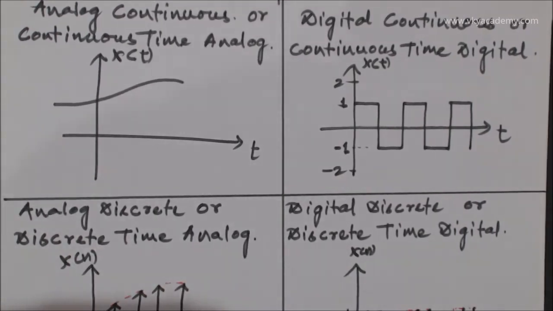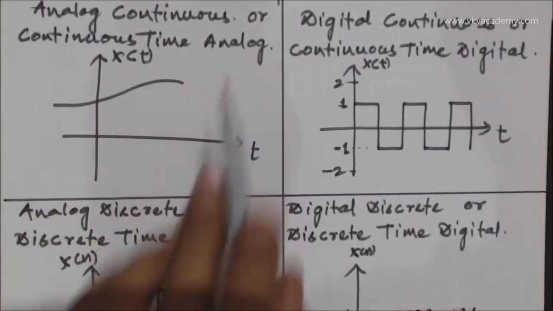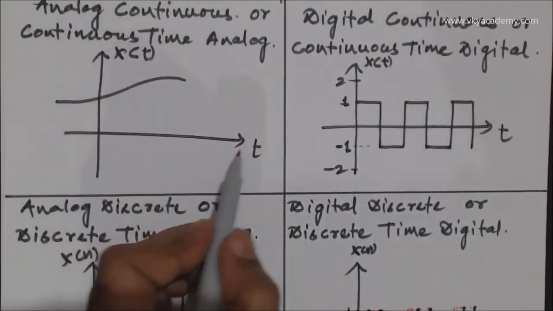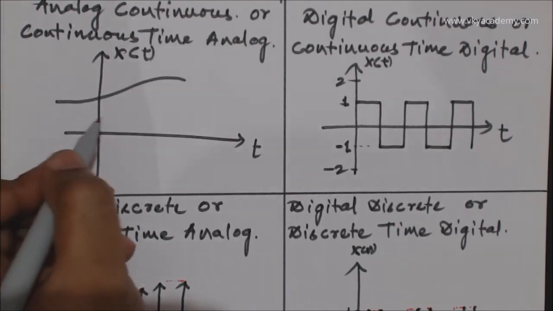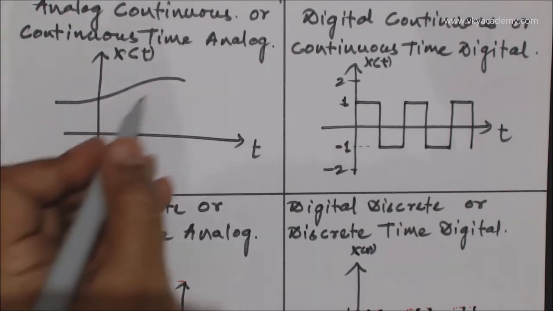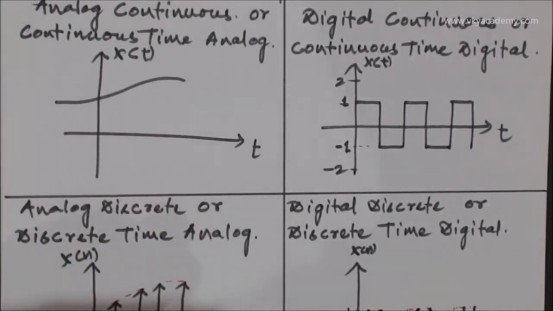So the next important topic is analog signals are not always continuous. It can also be a discrete signal. So as we can see here, analog continuous, or we can say continuous time signal, continuous time analog signal. You can see here that this is a time axis, this is the amplitude axis, and within a specified range we have the complete signal. The signal is completely defined within a specified range.